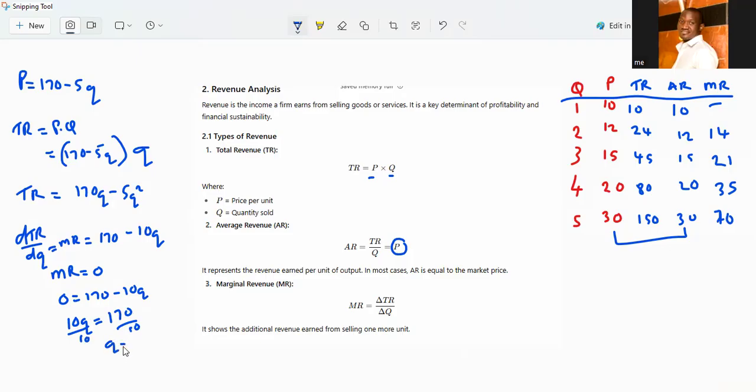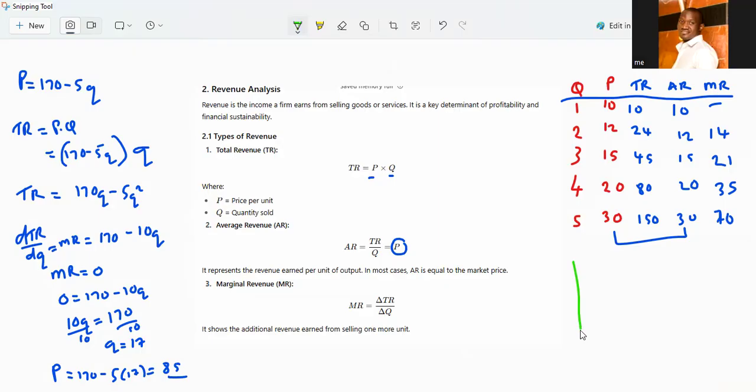So how many units will maximize revenue? 17 units. At what price? We go back to the original price here. Where there's Q, you put what? 17. So this will give you 85. So 85 is simply the price that will maximize revenue.